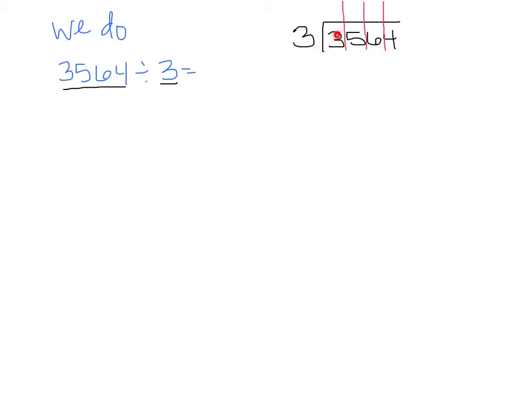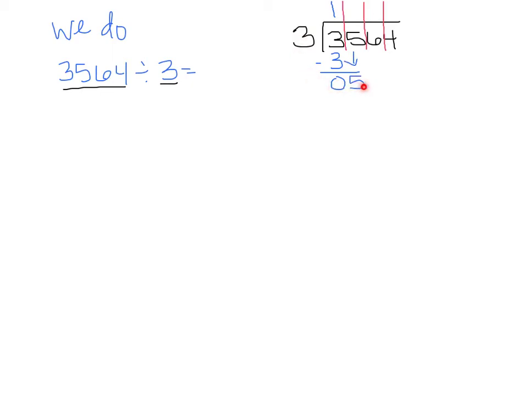3 fits into 3. How many times? Well, if I count by 3, I hit 3 on the first count. So the first multiple of 3 is 1. I check it. 1 times 3 is 3. And I subtract. 0 is the answer there. Make sure that that is smaller than that. It is. And when it is, you can bring down your next player for the next bite.